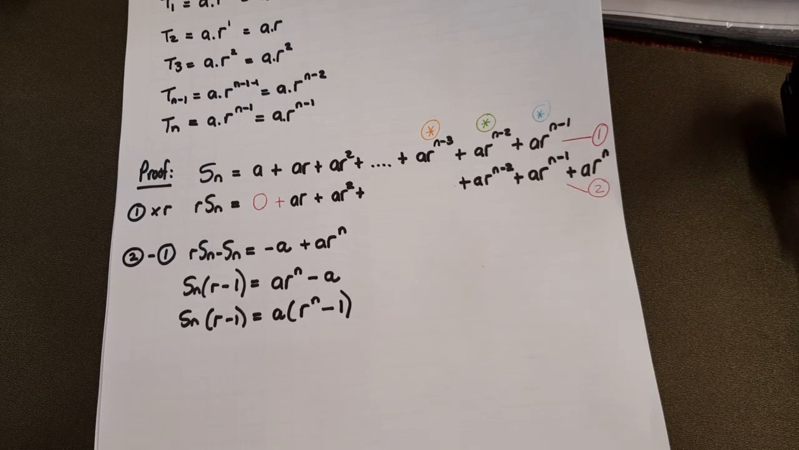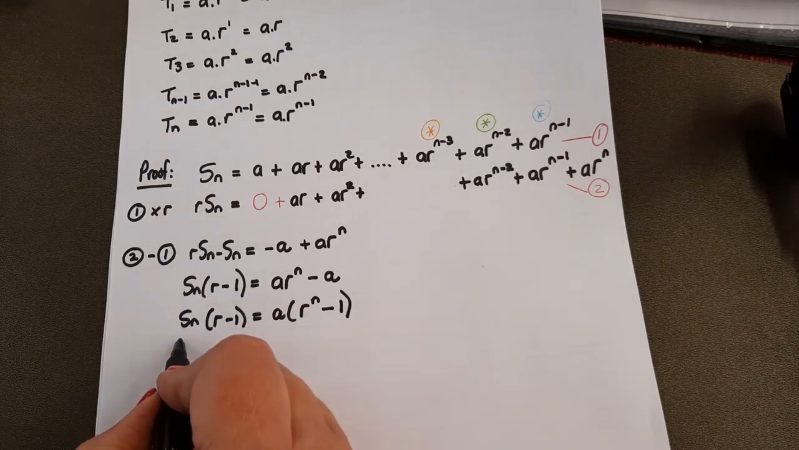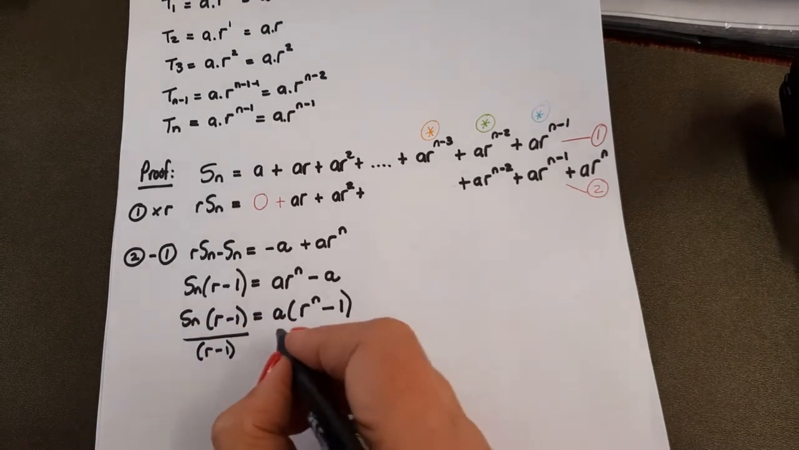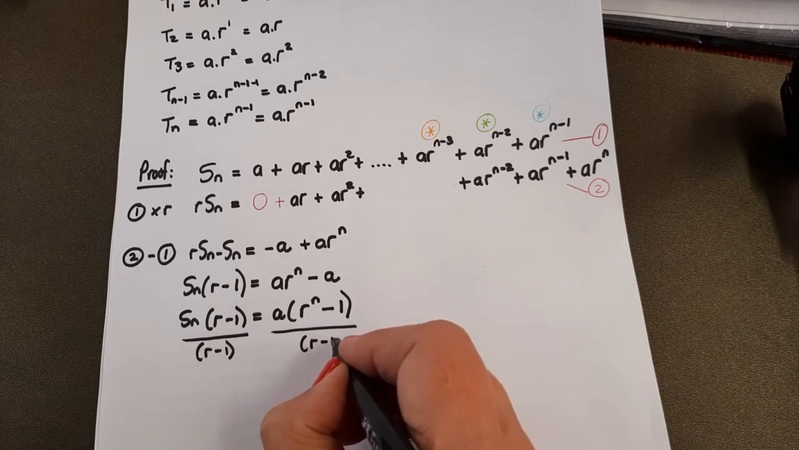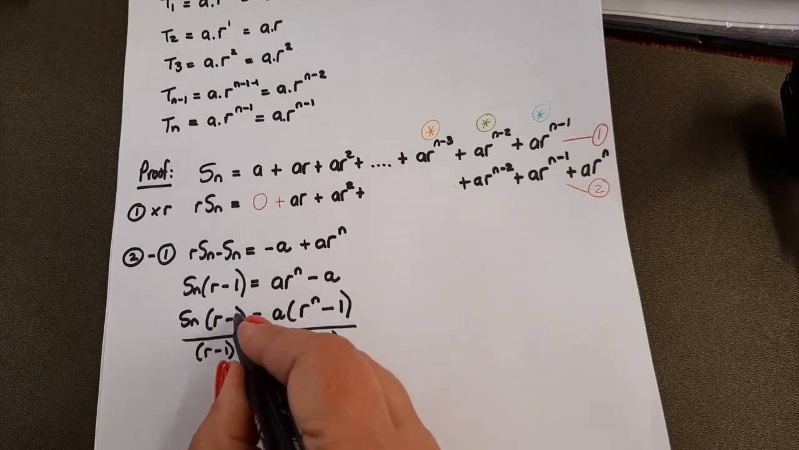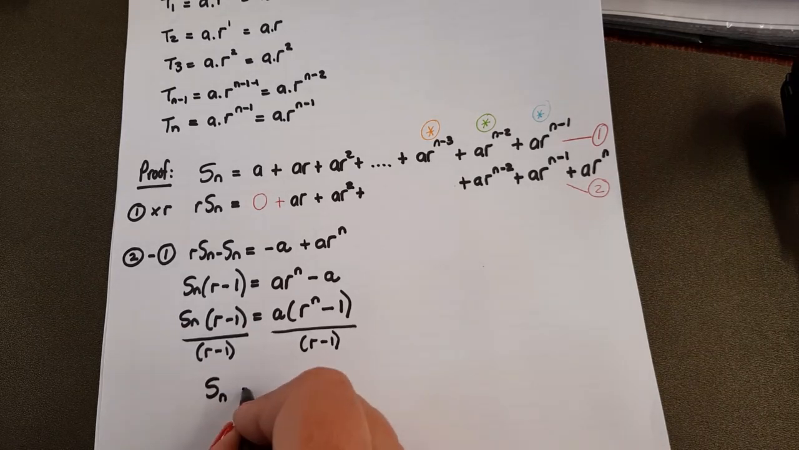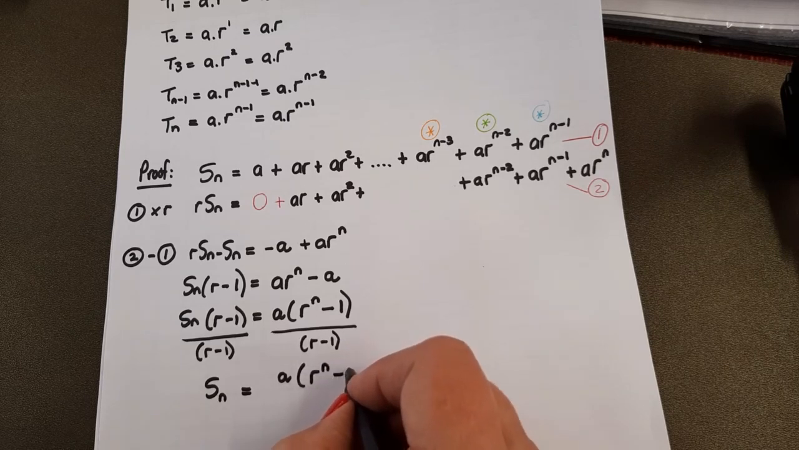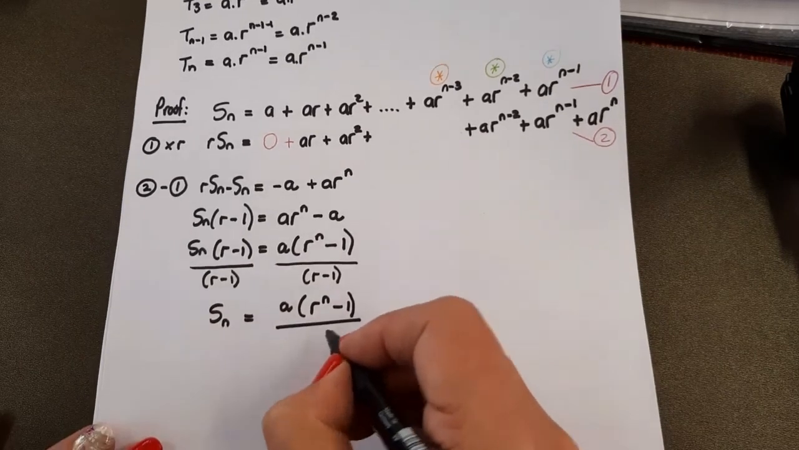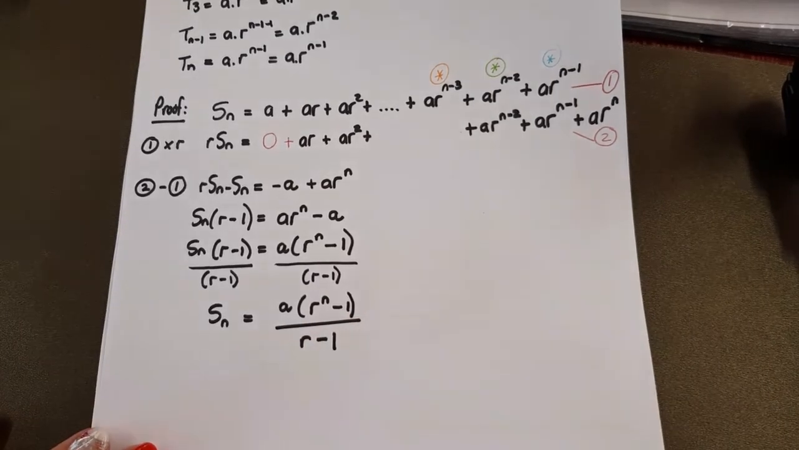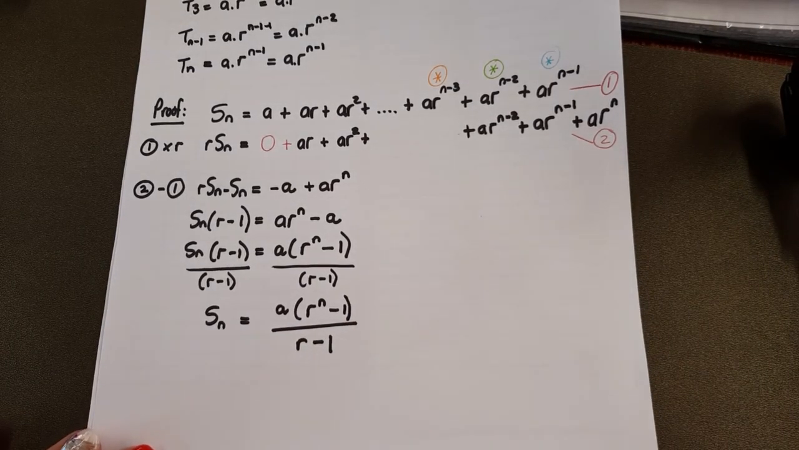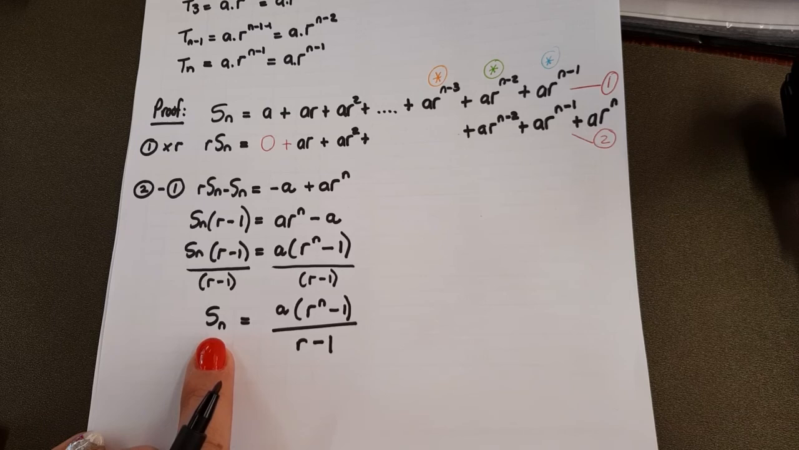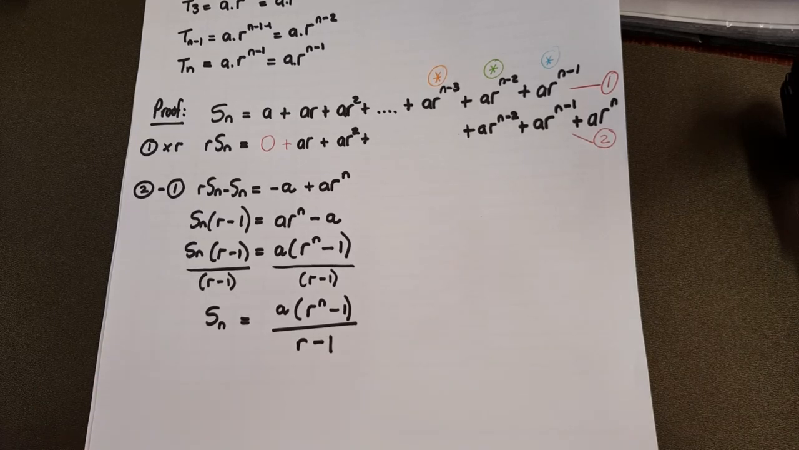But I want Sn alone. So I should divide here with r minus 1, and what I do on the left hand side, I must also do on the right hand side. Then these cancel out, and you are left with Sn equals a times r to the power of n minus 1 over r minus 1. And that is the proof for the sum formula of n terms in a geometric series.